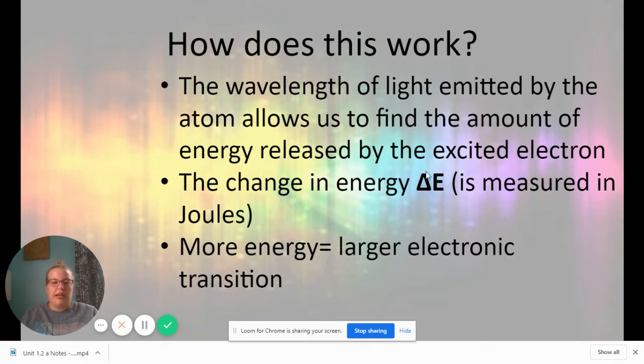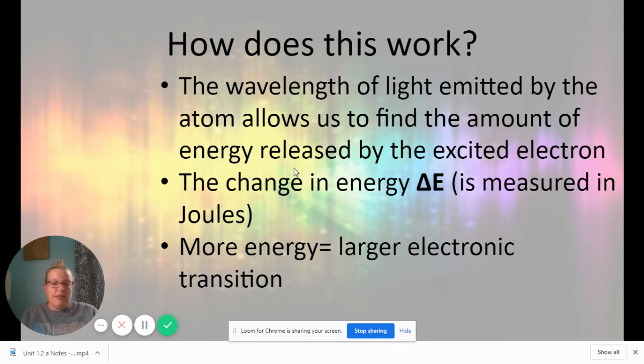Energy is represented by delta E. So delta means change, if you remember from your math class, and E is just for energy. And energy is measured in joules. Like I said, we will spend a lot of time talking about joules later on, but this is just a bare bones discussion of that.